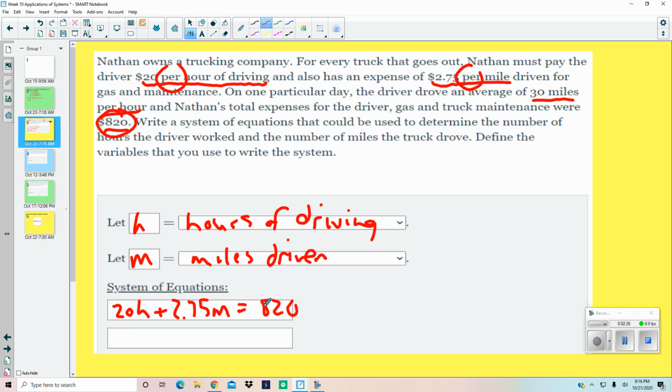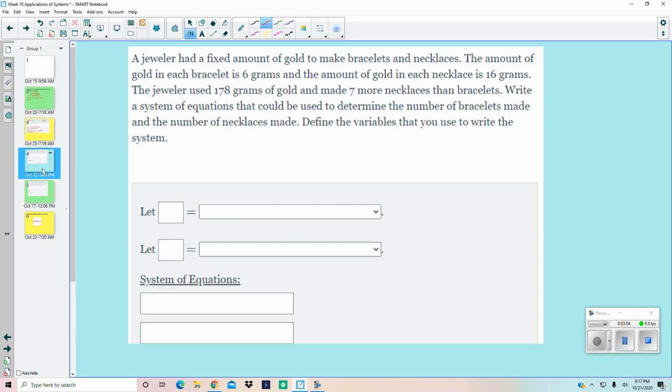The other one's a little bit tricky. It has to do with the fact that he drove 30 miles per hour. So if it's 30 miles in 1 hour, and he drove H hours, then he would have driven a total of 30 times H. So the miles is going to equal 30 times the number of hours. So there I've got two equations with two unknowns. That would be one you could solve by substitution, because the M is solved for. Let's look at another one.